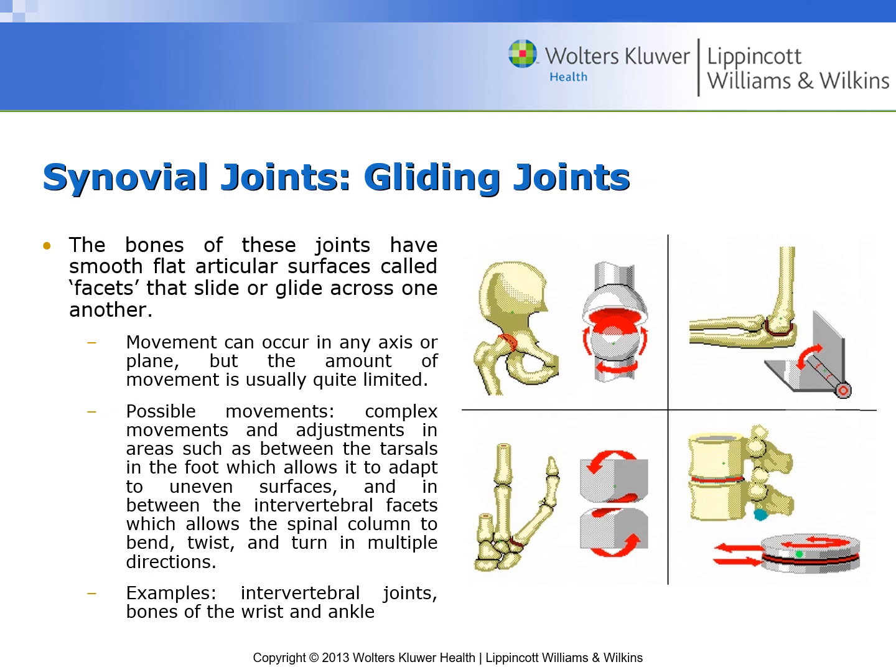Possible movements include complex movements and adjustments in areas such as between the tarsals in the foot, which allows it to adapt to uneven surfaces, and in between the intervertebral facets, which allows the spinal column to bend, twist, and turn in multiple directions. Examples of gliding joints are the intervertebral joints and the bones of the wrist and ankle.